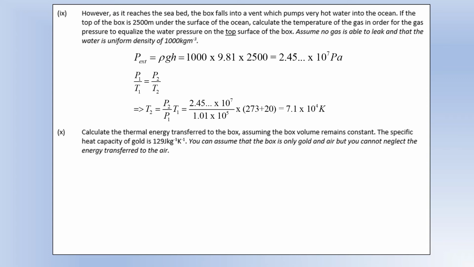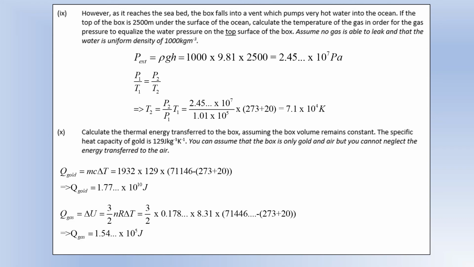So calculate the thermal energy transferred to the box, assuming the box volume remains constant. The specific heat capacity of gold is 129 joules per kilogram per Kelvin. You can assume that the box is only gold and air, but you cannot neglect the energy transferred to air. So the first part is fairly straightforward, using Q = mcΔT to figure out the thermal energy transferred to the gold. The more challenging part is figuring out the thermal energy transferred to the gas, as we haven't been given its specific heat capacity.